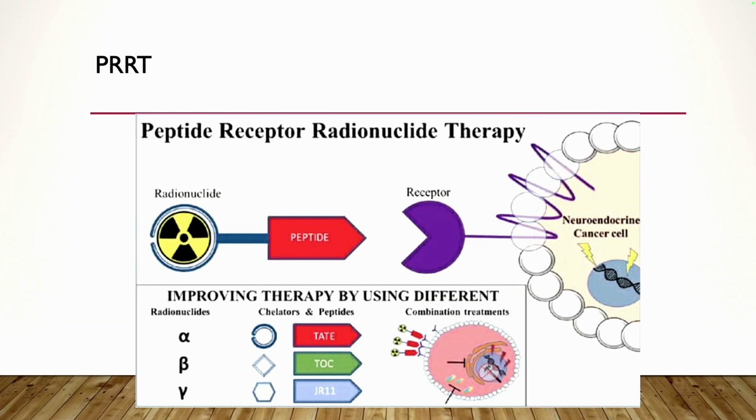PRRT uses the same concept, except that we take the car and put a radiation particle on top of it. It also goes in your vein, just like IV fluids. It drives all over your body, searching for the parking space. It is sucked out of your bloodstream based on the hotness of the cell on that somatostatin receptor PET, and it damages the DNA of the cell.